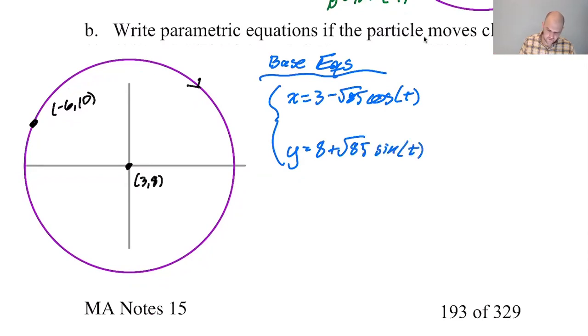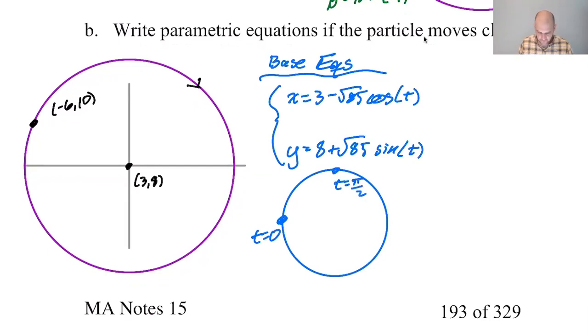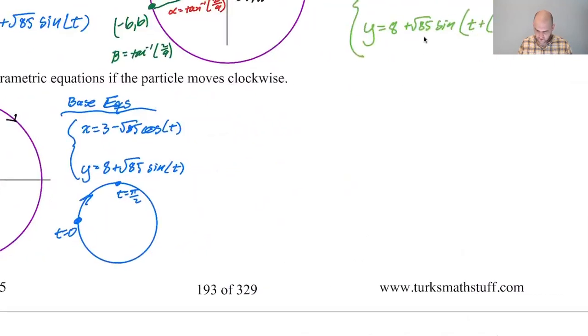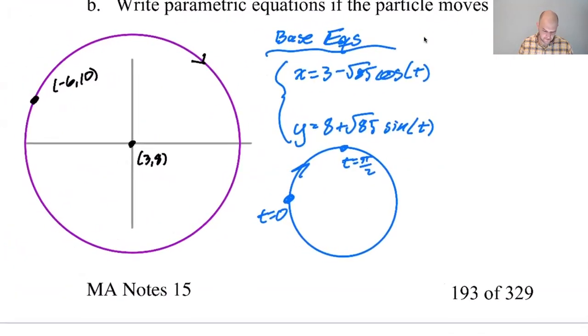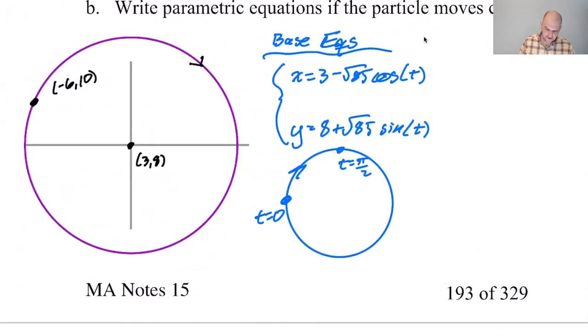All right, so with these equations, here's how my circle works. I'm going to be here at t equals 0, and I'll be here at t equals pi over 2, and so on, right? So that's what we got with this set of base equations. I wish I had a lot more space. I don't, but I really wish I did. Okay, so now I need to figure out the angle.